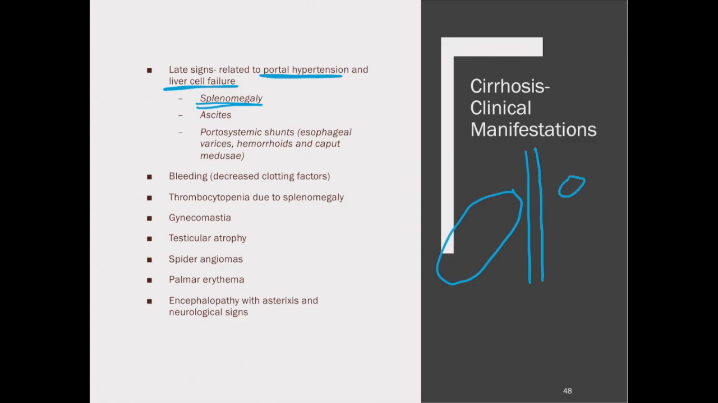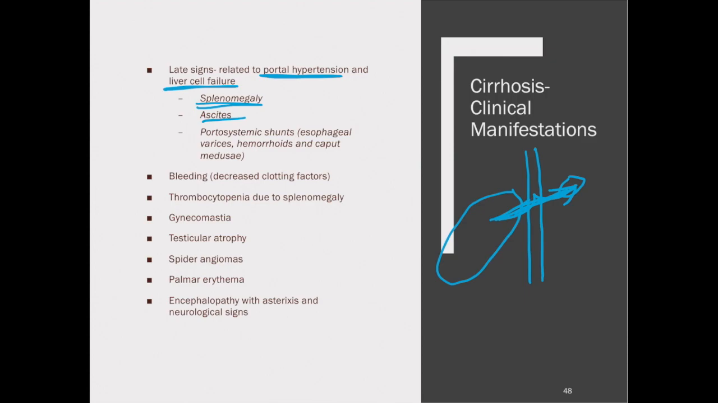The hepatic artery branches off like this, and then the splenic artery branches off kind of like this. So when blood starts to backflow through the hepatic artery, it doesn't take very long before it's backflowing all the way through the splenic artery into the spleen as well. We'll talk about ascites in more detail in a couple of slides.